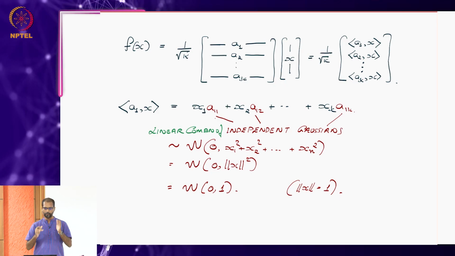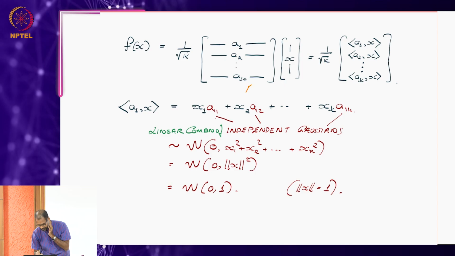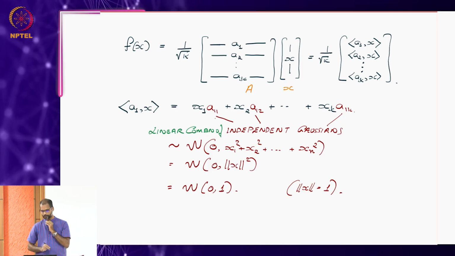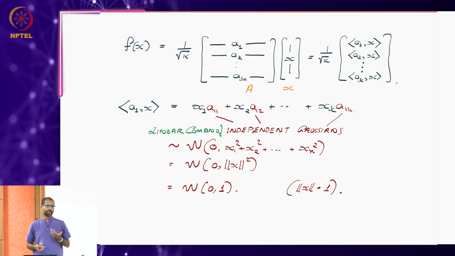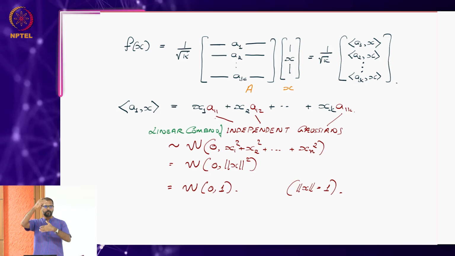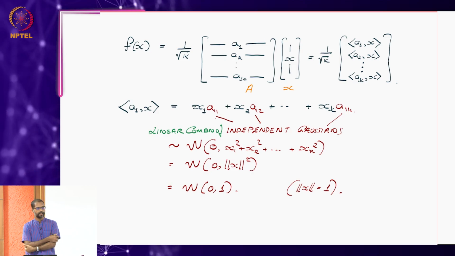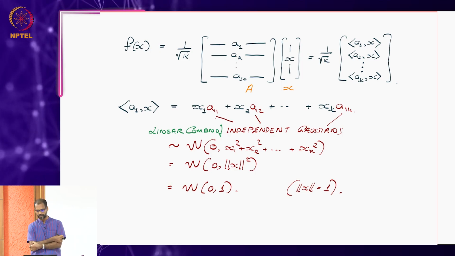Okay. So, buckle up. Remember, f of x is 1 by root k times A times x. Now I am imagining A as a stack of rows. That is my freedom. I can imagine it as a pile of columns, or as a stack of rows. I am imagining it as a stack of rows. I am calling them a1, a2, etc., ak. x I am retaining as such.